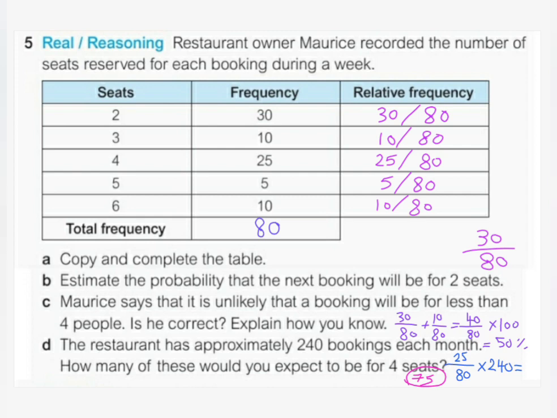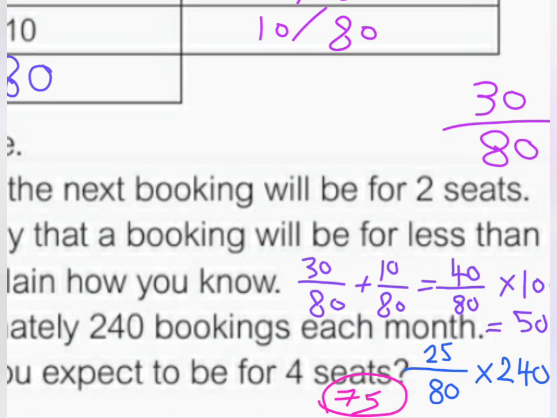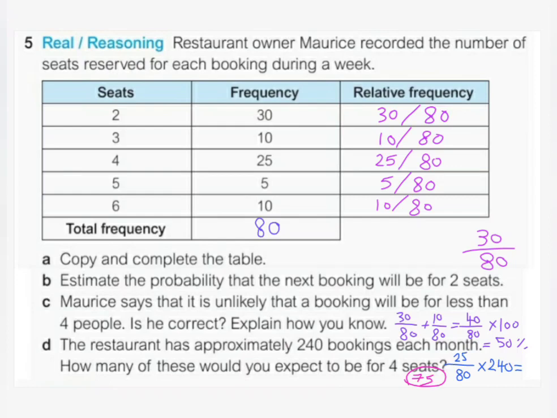Now, how did we do this? We took the relative frequency of 4 seats and then we multiplied it by the number he gave us. And this is how you find answers for questions like these. You find the total frequency and you find the relative frequencies for each one of them, and you use them to find the number of bookings for each event by itself, or for 2 events together, like we said, 2 seats and 3 seats together. And this is how you answer a question like this.